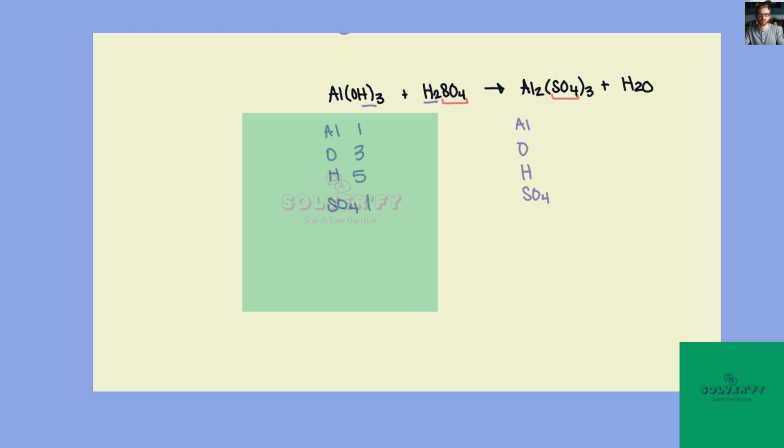Okay, on the right-hand side, we've got 2 aluminums. Okay, ignore the oxygens and the sulfate, go over to the water. We've got 1 oxygen, 2 hydrogens, and 3 sulfates.